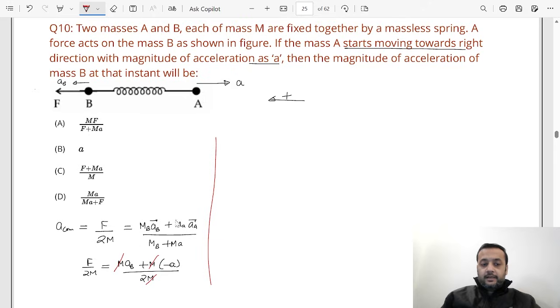So from here what do we get? F by 2m will be AB minus A by 2. Okay, so this 2 and 2 gets cancelled. So AB becomes F by m plus A. That means F plus ma upon m. Okay, F plus ma upon m, which means option C will be the correct answer for this question.